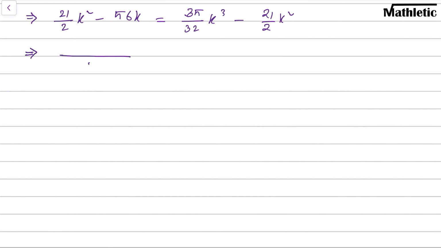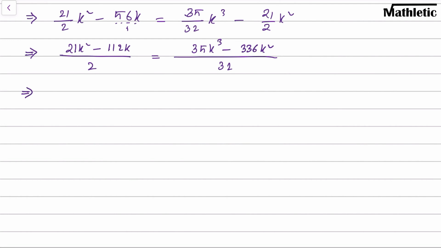At the left side, if I take the LCM, 21k square, we have 1 here, so 56 into 2. At the right side, the LCM of 32 and 2 is actually 32. So this will give us 35k cube, and 32 divided by 2 is actually 16. 16 into 21, 336.